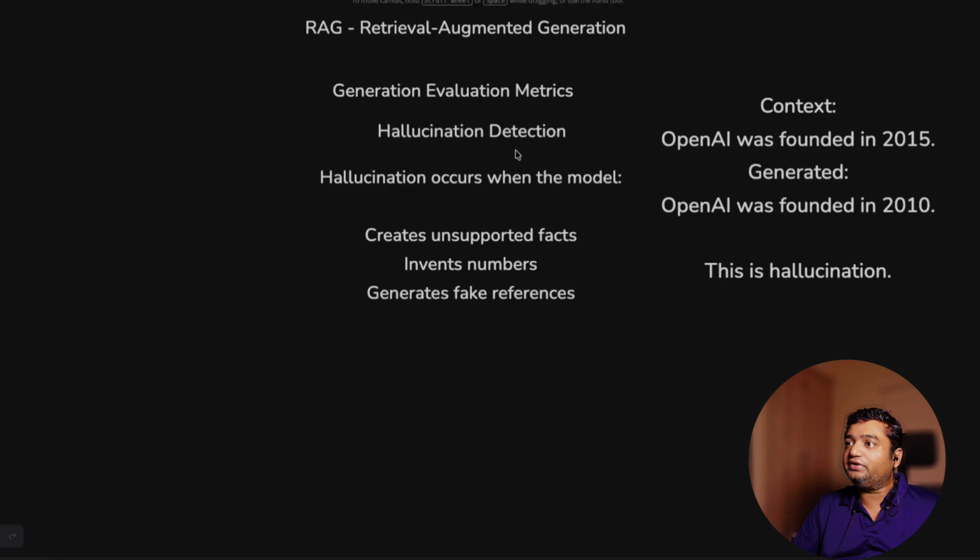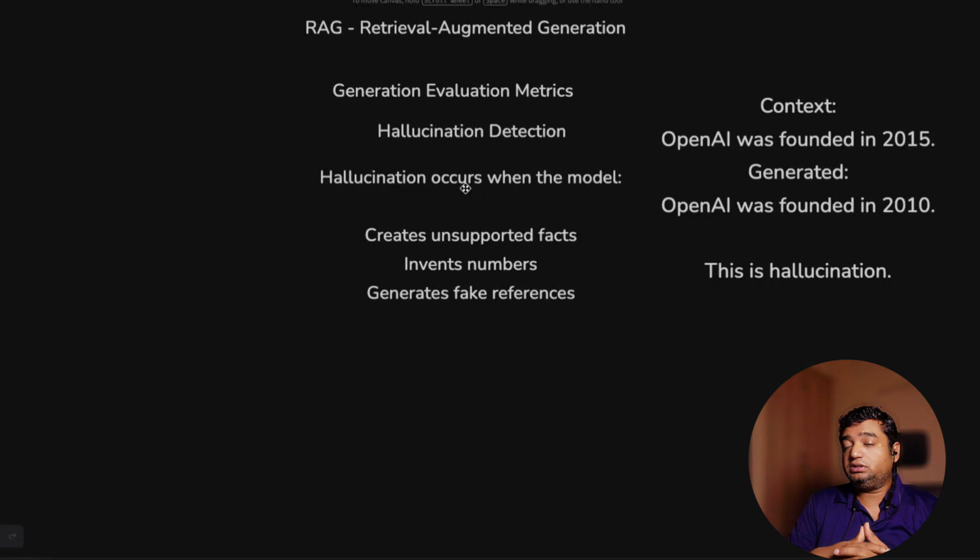Now another metric is hallucination detection. This is very difficult to detect. For some queries there will be no hallucination, and for some queries there will be hallucination. It's very difficult to manage this, but we'll learn about it. Hallucination occurs when your model, or your RAG model, creates unsupported facts. For example, the retrieved documents contain some information, but your LLM gives more, irrelevant information. That means your model is hallucinating.